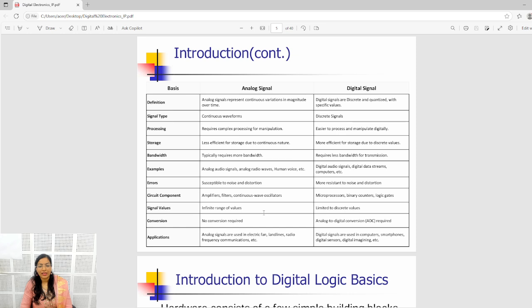In analog signal, the circuit components required are amplifiers, filters, and continuous wave oscillators, whereas in digital signal, they are microprocessors, binary counters, and logic gates. Signal values in analog signal have an infinite range of values, whereas in digital signal it is limited to discrete values. No conversion is required in analog signal, whereas in digital signal we require ADC, which is analog to digital conversion. Analog signals are used in electric fans, landlines, and radio frequency communications, whereas digital signals are used in computers, smartphones, digital sensors, digital imaging, etc.